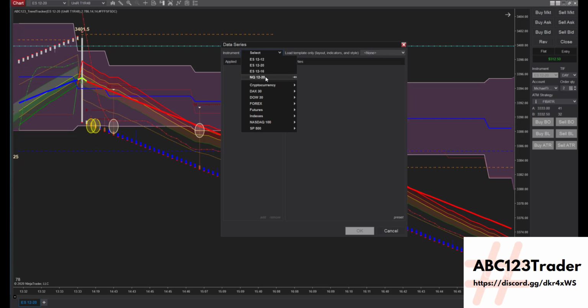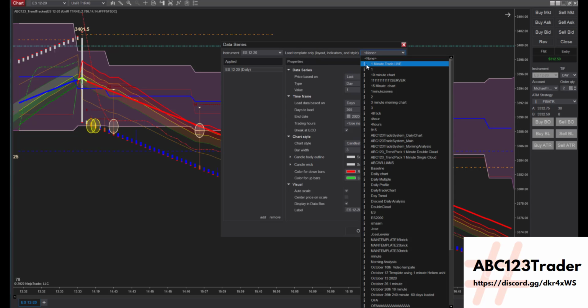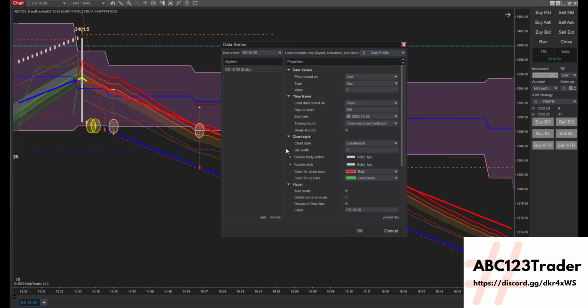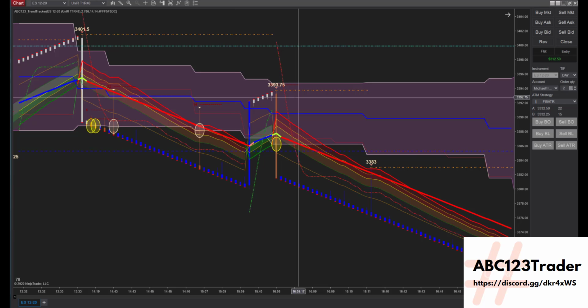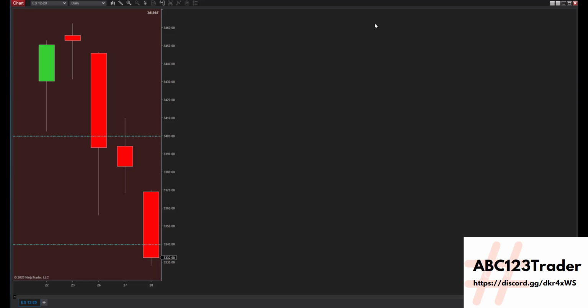ES 12-20 daily chart. That's a daily profile. I've got so many templates I've written for people who asked me to do them. There we go. Let's go to our daily profile.